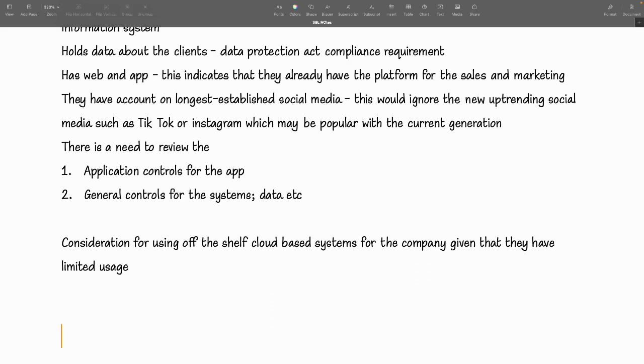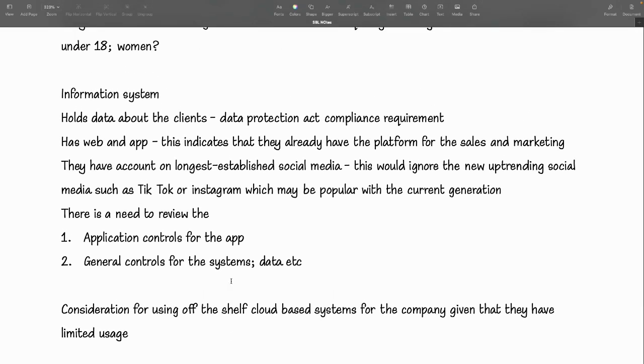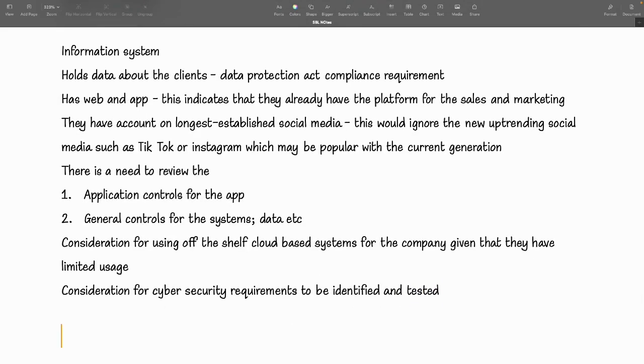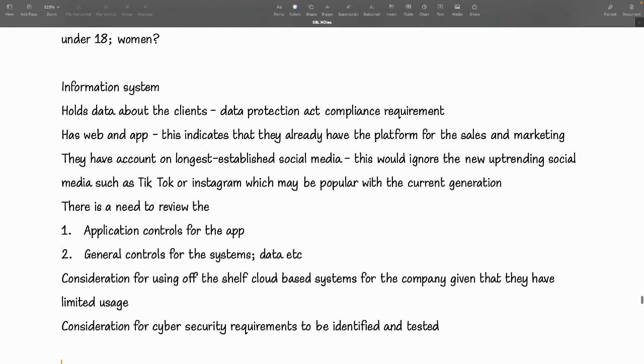Right, guys. They have limited usage, so that might be something you have to consider for this case. The information system: you may want to consider the need for cloud. What are the possible cyber security issues or cyber security risks the company faces, and how they should manage cyber security could be one of the areas that could come out. But application controls and general controls are quite important, and how the app, remember, they hold data, that's one, compliance.